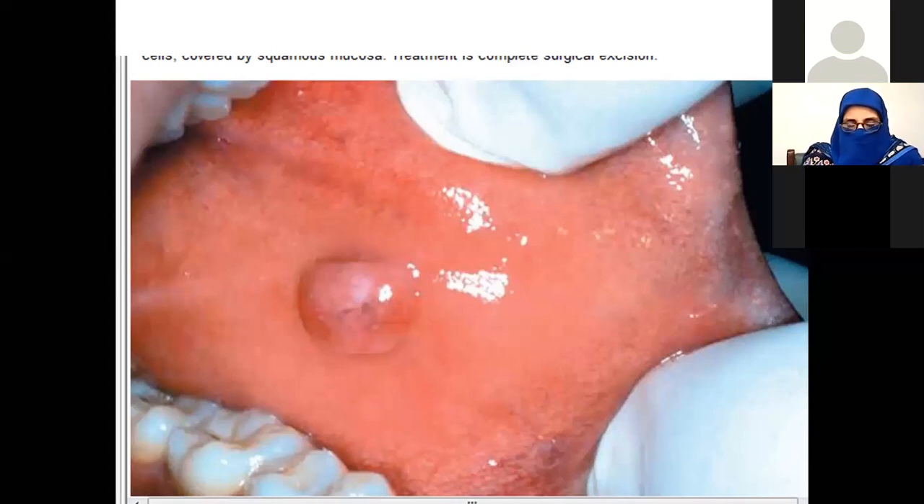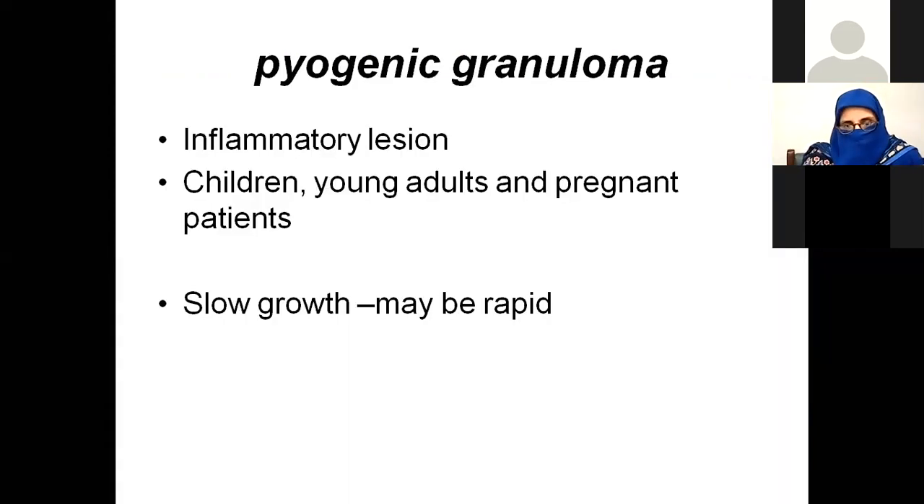Moving to the next inflammatory or pseudotumor lesion, pyogenic granuloma. Among the pseudotumor lesions, this pyogenic granuloma is the most common. It is an inflammatory lesion. As I know that many of you are following other books, not only Robbins, like the books which are there for the steps and some.